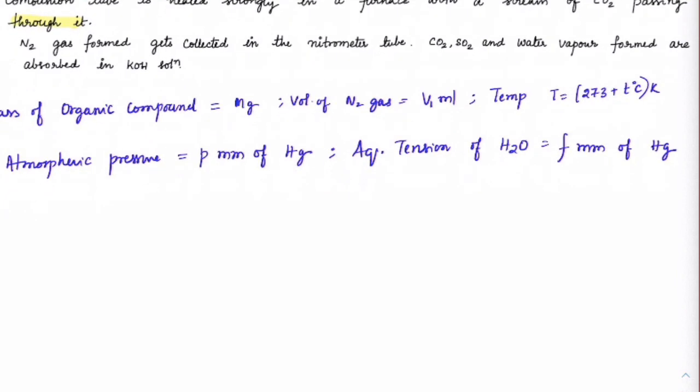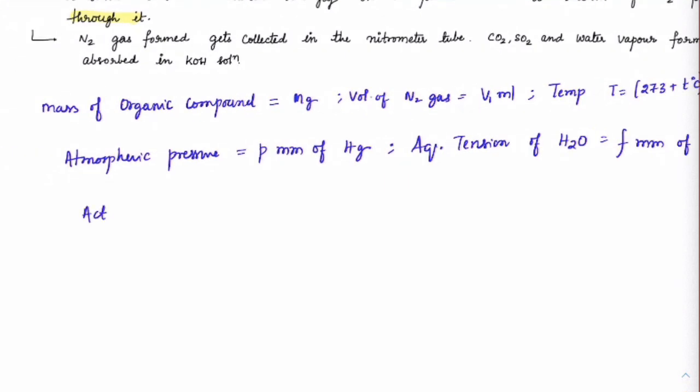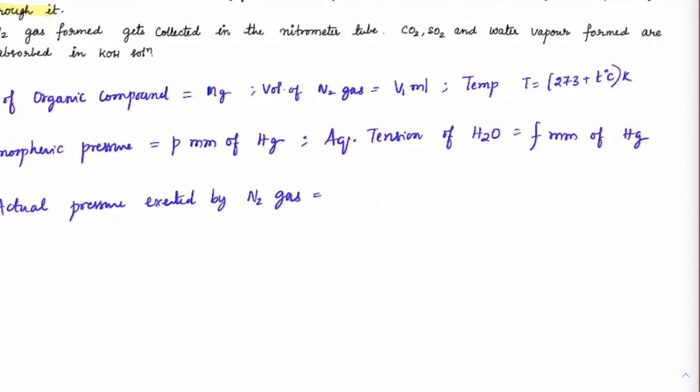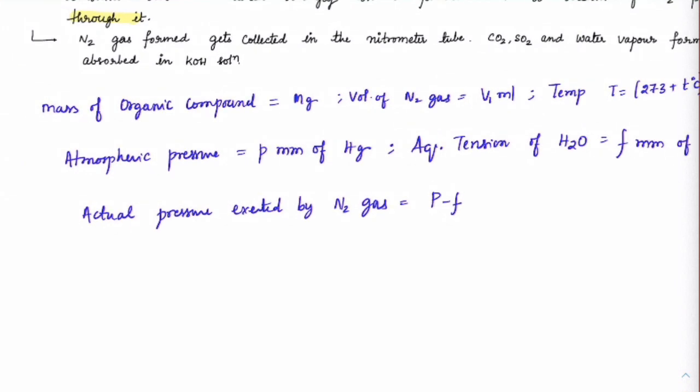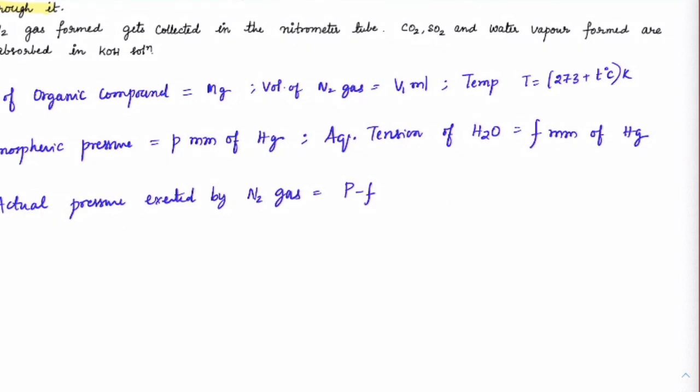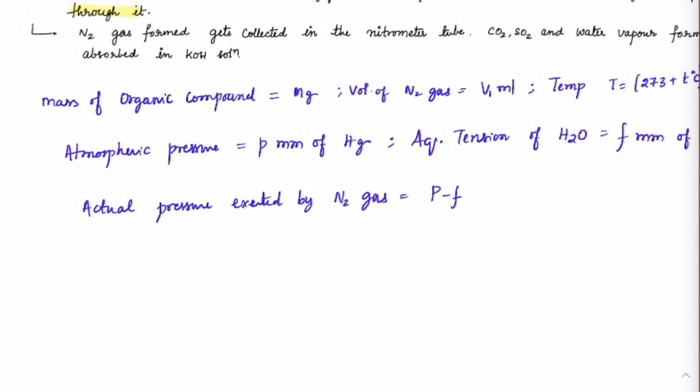So what will be the actual pressure exerted now by N2 gas? You see that reading. The pressure which we found, minus the aqueous tension. This is the pressure which we have read. Subtract the aqueous tension, and that should be the actual pressure given by nitrogen, okay? Or this is what we call the dry gas pressure. You may have recently learned in gaseous state what dry gas pressure is.